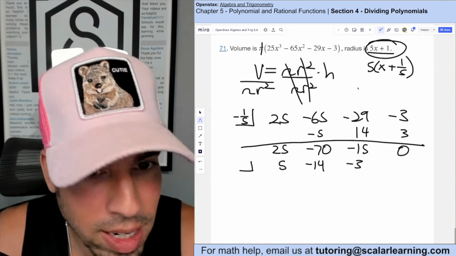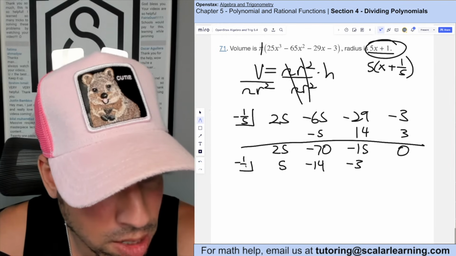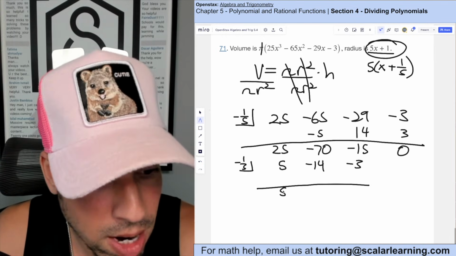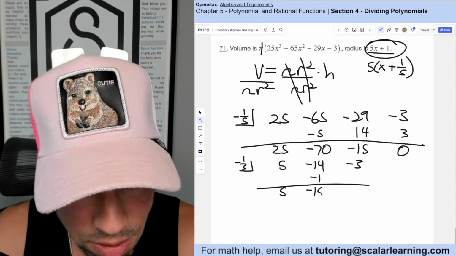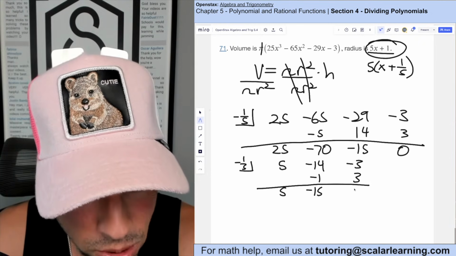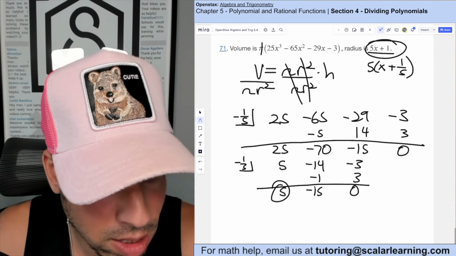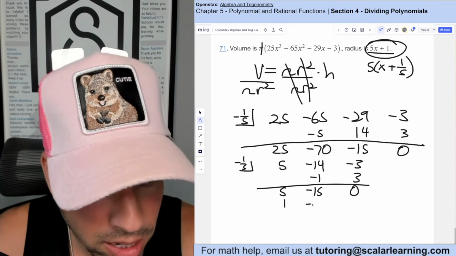Now we're going to run it again because we're dividing by this thing one more time. So again, I'm dividing by negative 1/5. Let's go. And then we drop the 5. 5 times negative 1/5 is negative 1. Negative 1 plus negative 14 is negative 15. Negative 15 times negative 1/5 is positive 3. Plus negative 3 is 0. And since, again, we've factored out the 5, we have to divide this and this by 5. So we get 1 and negative 3.